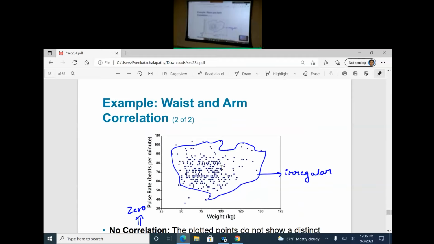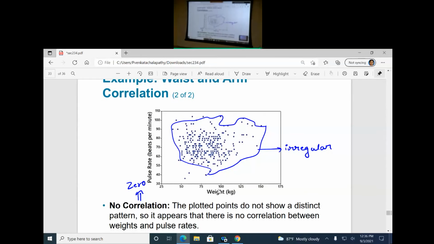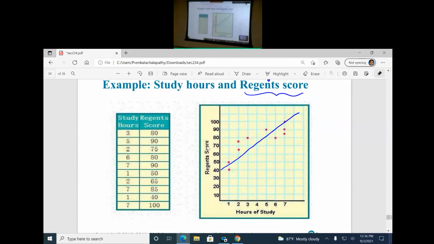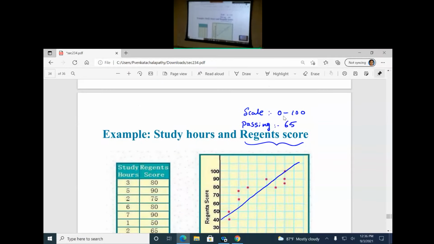This is another example. You cannot draw a straight line because you have an irregular shape here. So we say that there is no correlation, or that correlation is 0. This is one more example of a correlation between study hours and Regents scores. The Regents score is on a scale of 0 to 100, and your passing grade will be 65. It is more like your grade.